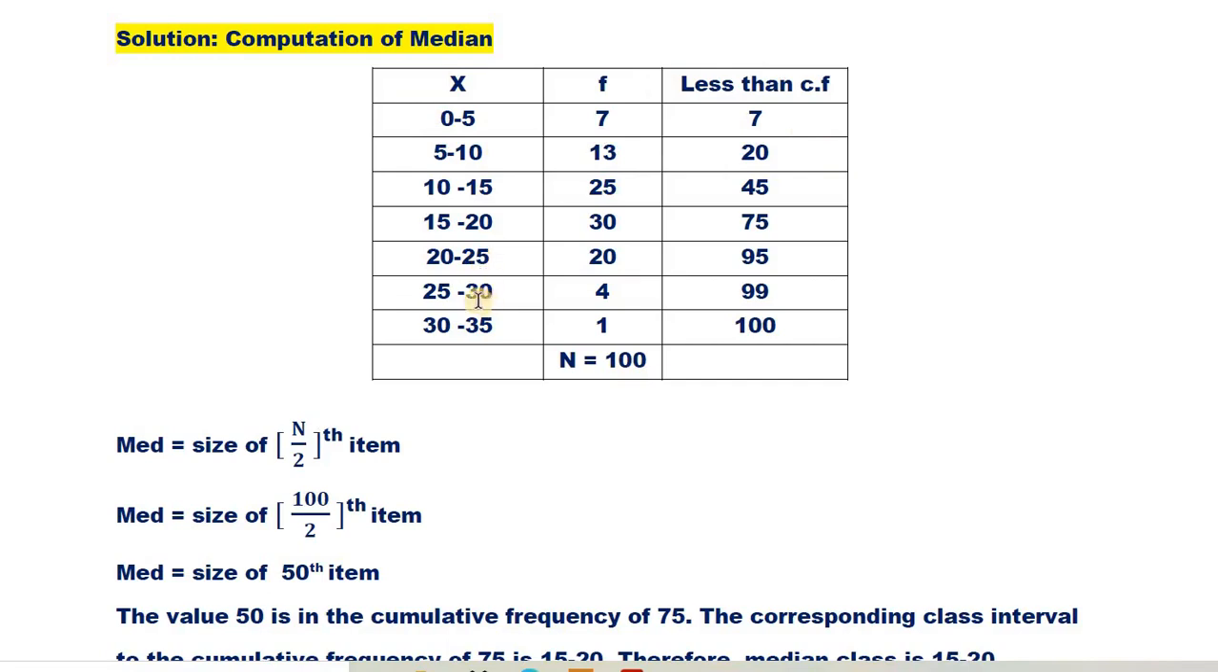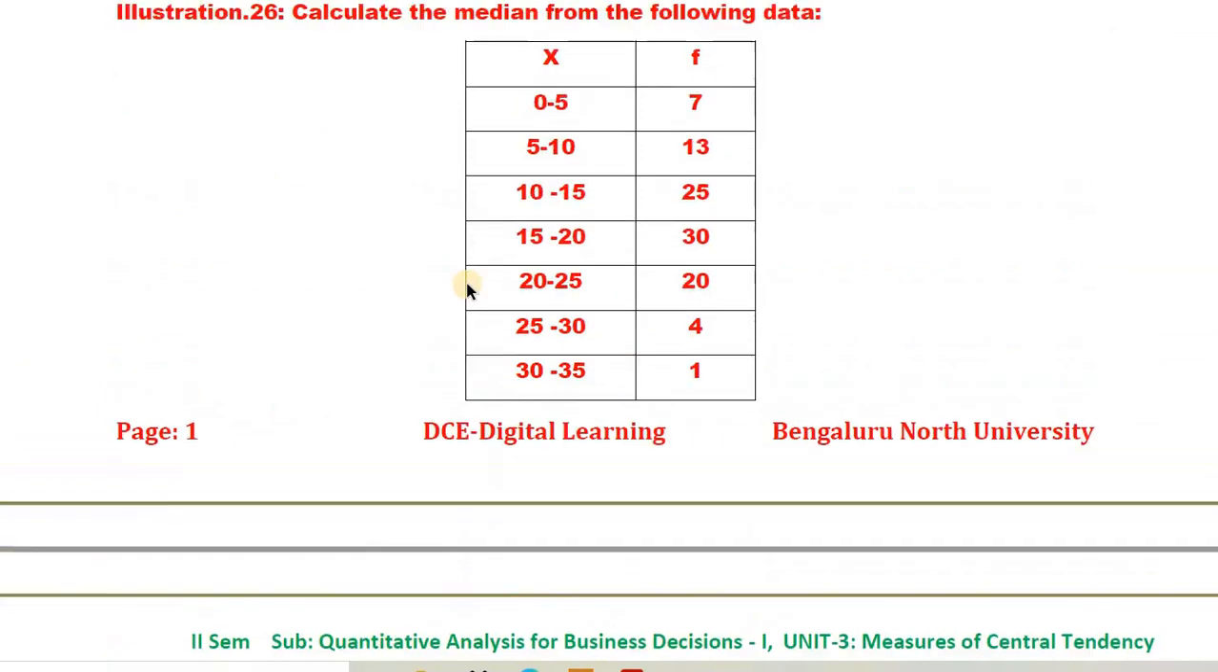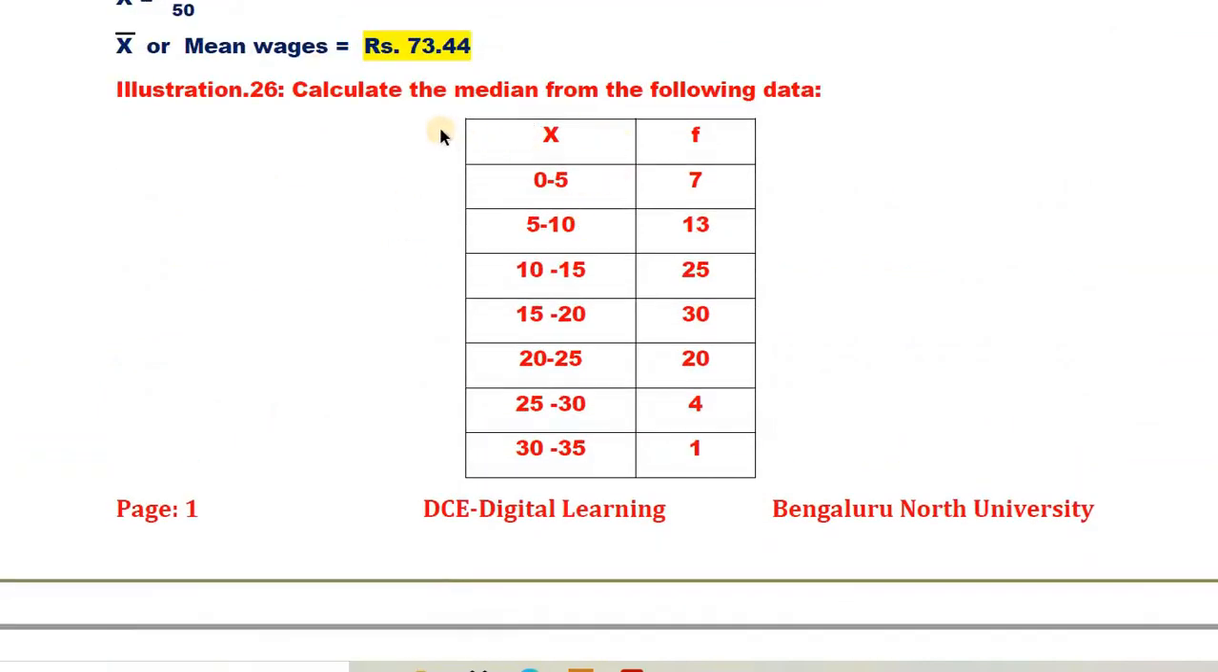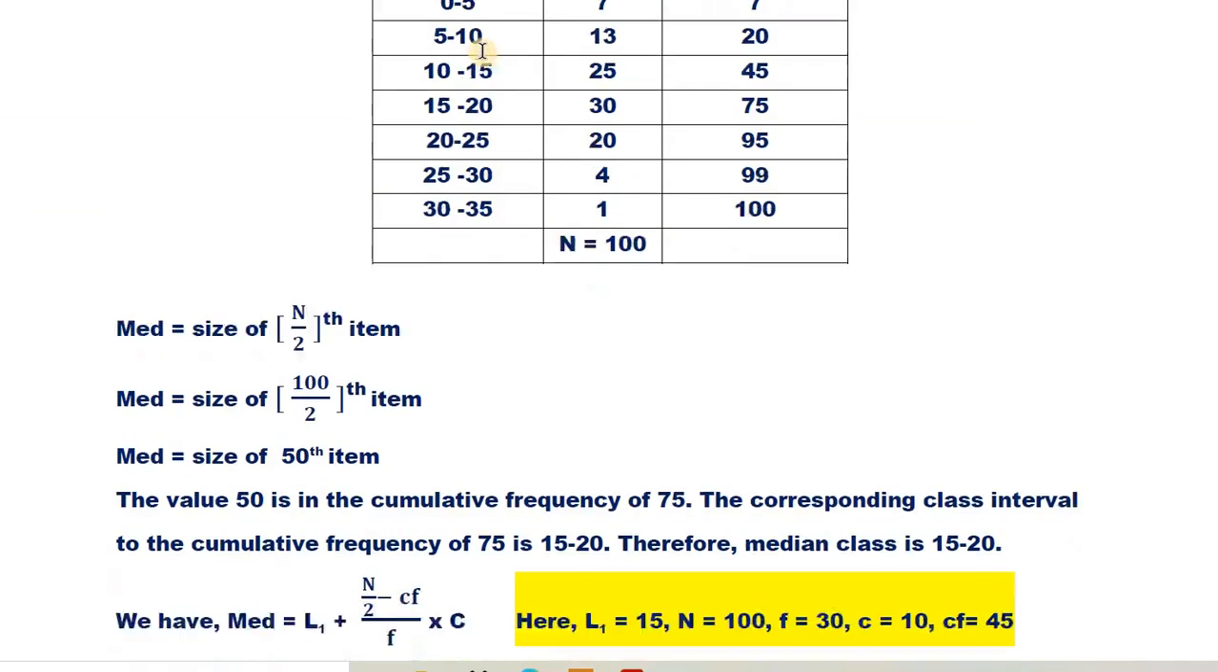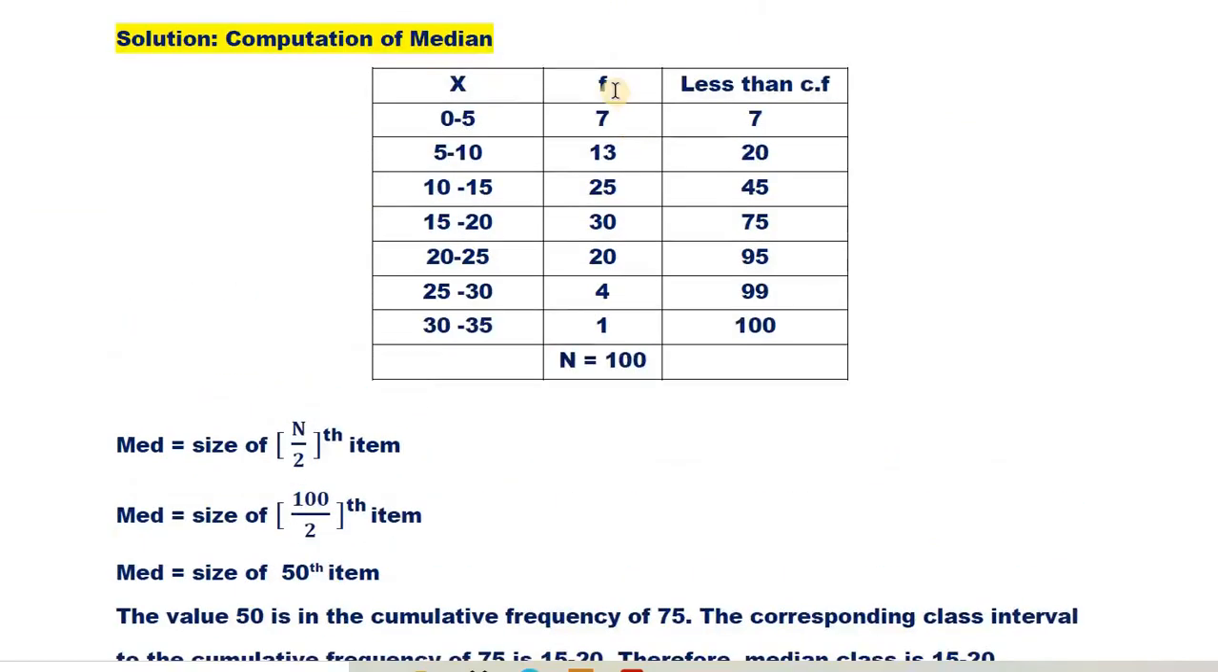The first column is meant for taking down the variables, that is the wages, whatever is given in the problem. Here they have not mentioned a variable name, but the variable is mentioned as x, so you can take down x in the variable column. Next is the frequency column. We take down all the frequencies for the respective class intervals, and then find the cumulative frequency. The cumulative frequency for the class interval 0 to 5 is 7.